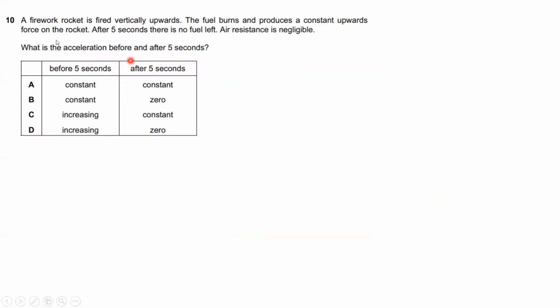Question 10. A firework rocket is fired vertically upwards. The fuel burns and produces a constant upward force on the rocket. After 5 seconds, there is no fuel left. Air resistance is negligible. What is the acceleration before and after 5 seconds? So there's a firework rocket which is fired vertically upward. The fuel burns and produces a constant upward force, and after 5 seconds, the fuel is not there. We consider air resistance to be negligible.